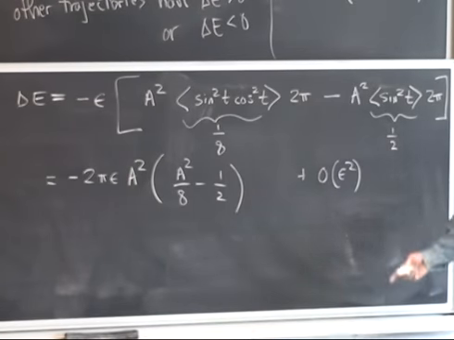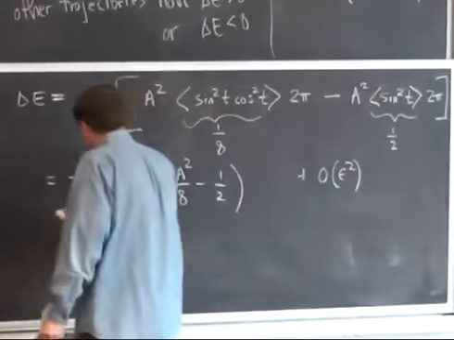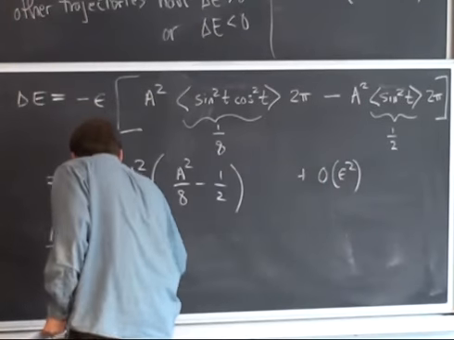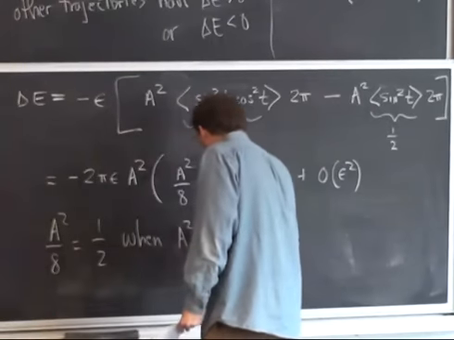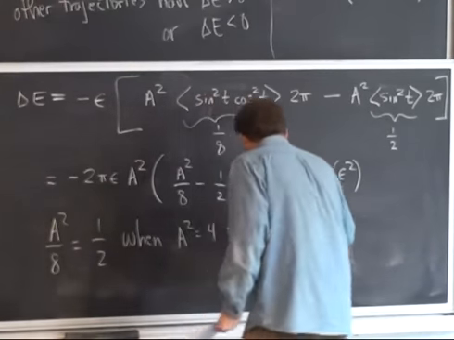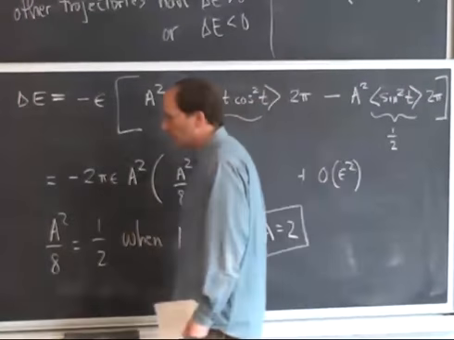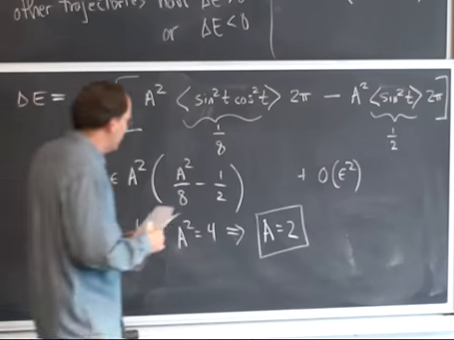And now the question is, when is this 0? What is the A such that when we go around the cycle, we have no net change in energy? And you can read it off from the parentheses. That is, A squared over 8 is a half when A squared equals 4, which is when A equals 2. And that is the magic number. That's a very famous number. The van der Pol oscillator for small epsilon has a limit cycle of amplitude 2.